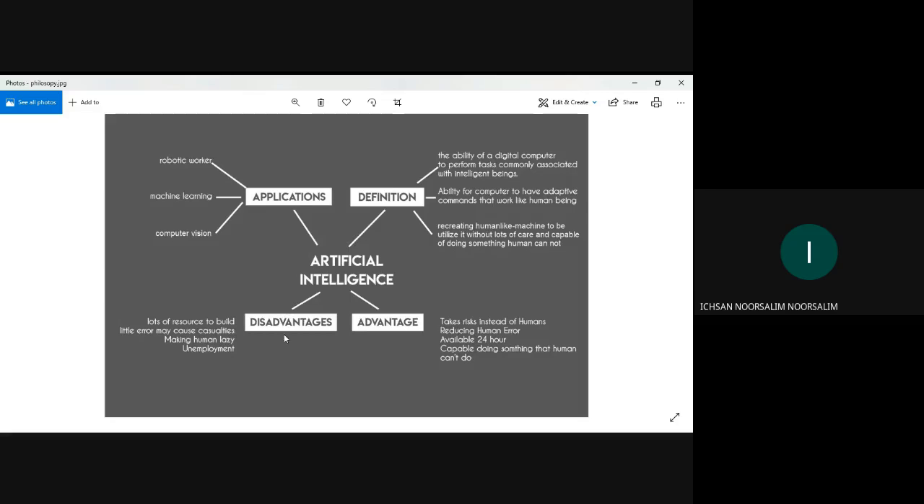The disadvantage is it needs a lot of resources to build. A little error may cause casualties, like if we make an AI for a self-driving car and there's an error, it may cause casualties, and it also makes humans lazy and causes unemployment.